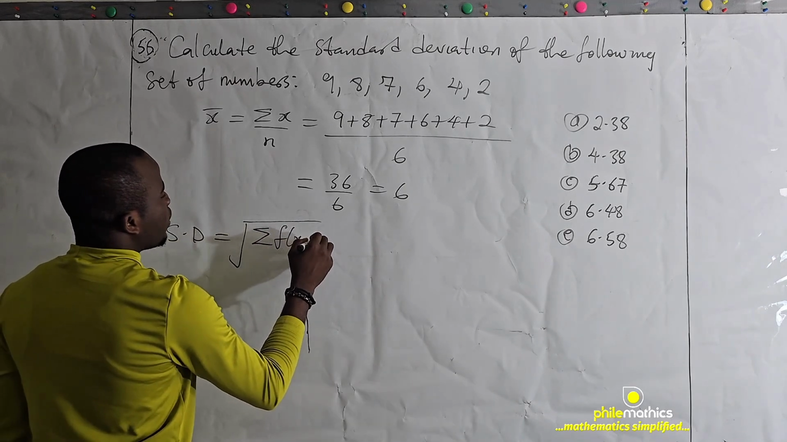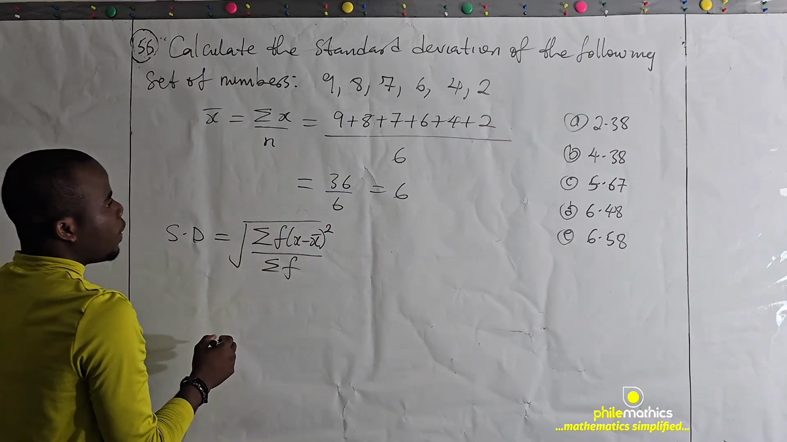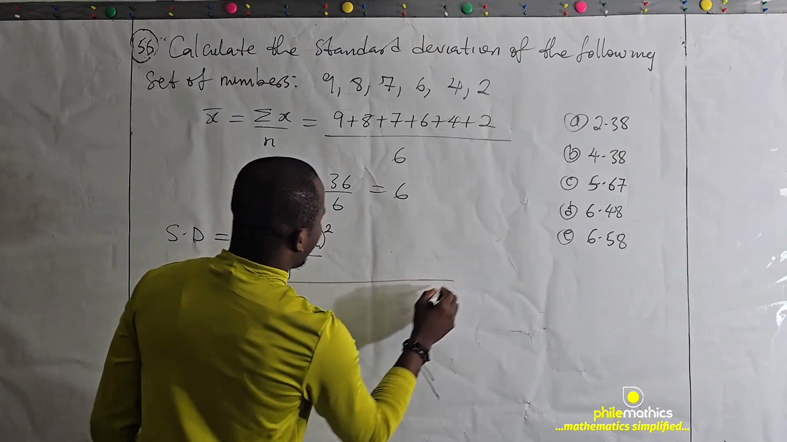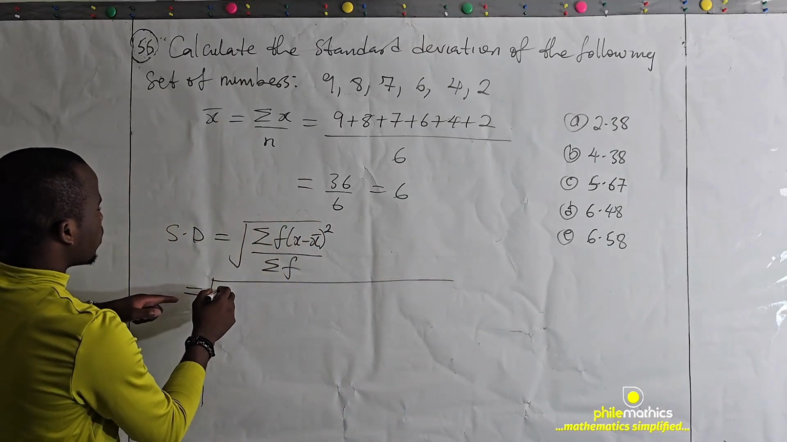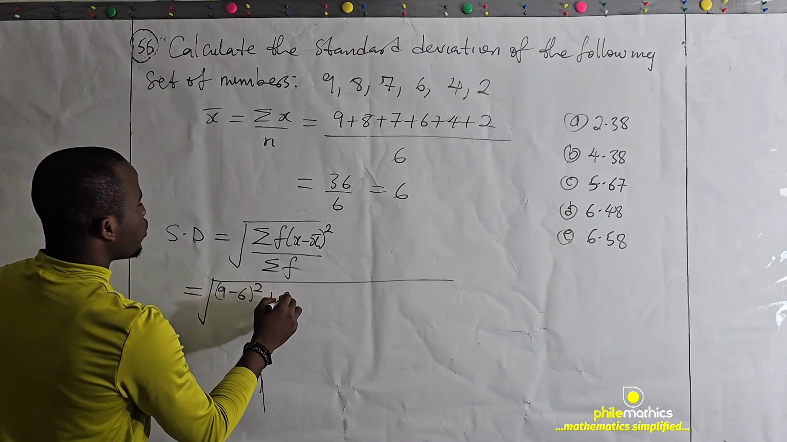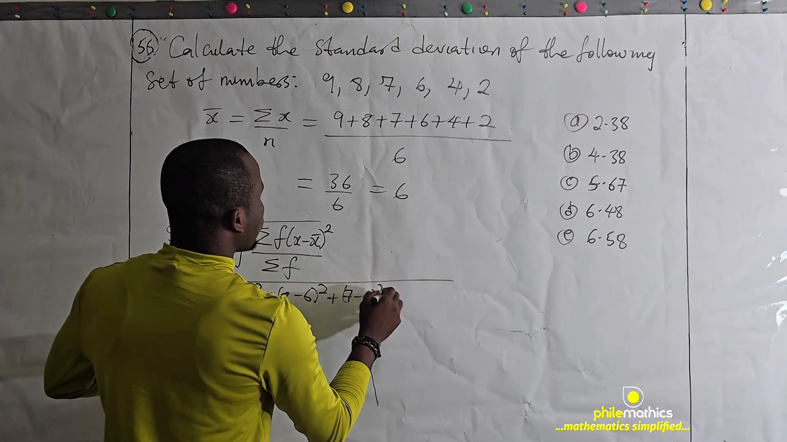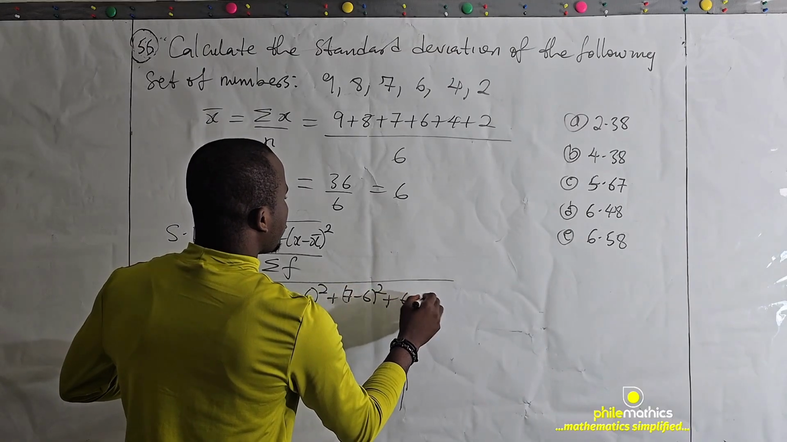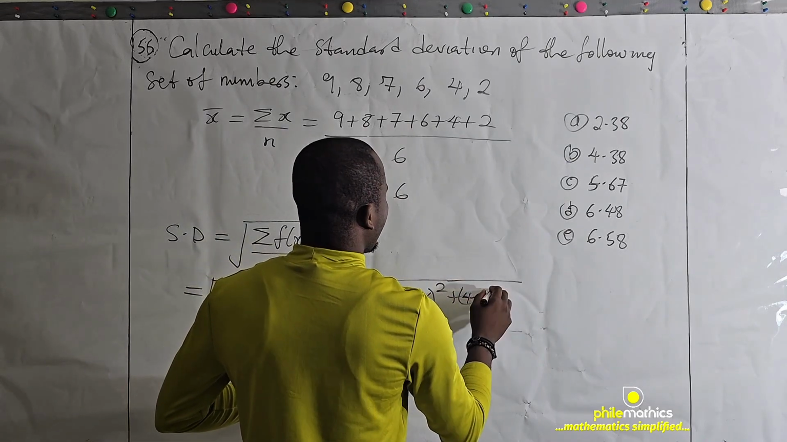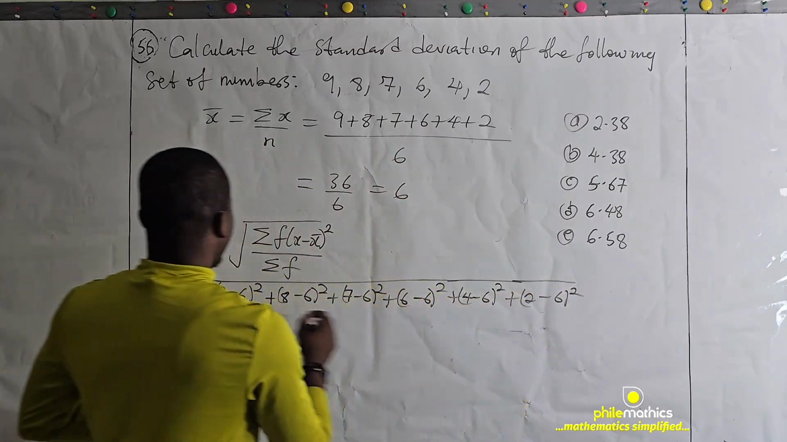So standard deviation is simply the square root of variance, which is summation of f times (x minus x bar) squared over summation of f. And so this is the square root of 9 minus 6 all squared plus 8 minus 6 all squared plus 7 minus 6 all squared plus 6 minus 6 all squared plus 4 minus 6 all squared plus 2 minus 6 all squared.